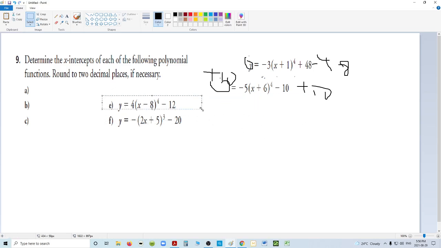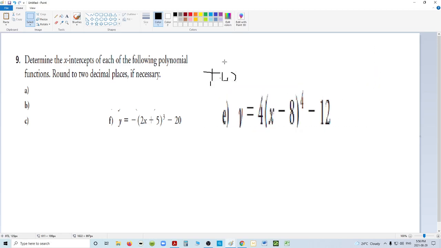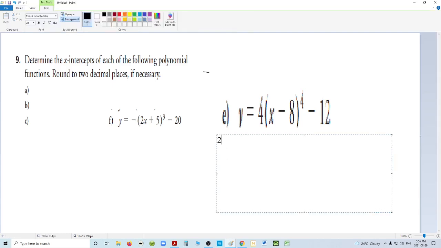Then you would keep going. It's the same process over and over again. You set your y to 0. You've got to add 12 to both sides. And you get 4 and whatever's in the bracket. I'm just going to leave the bracket. Then when I divide both sides by 4, I get 3 is equal to (x minus 8) to the power of 4.